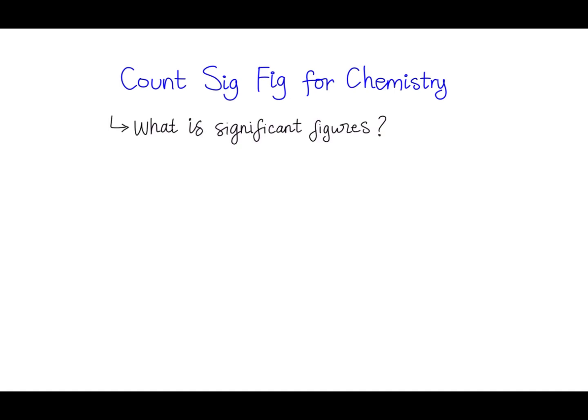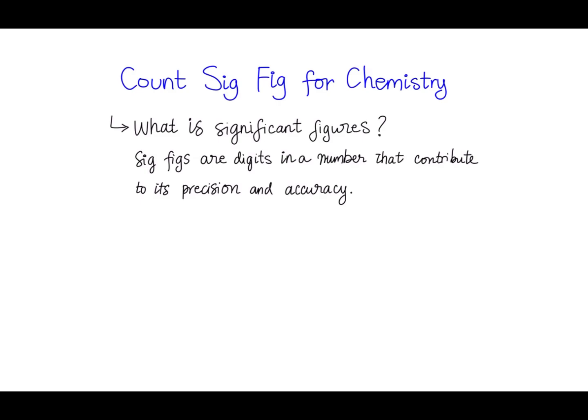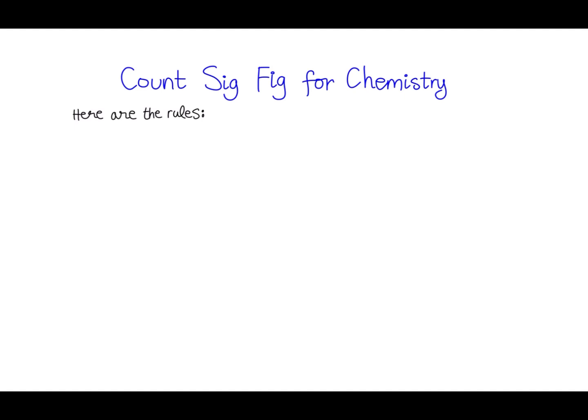First of all, what are significant figures, right? Significant figures are digits in a number that contribute to its precision and accuracy. So not all digits in a number count as significant figures. There's a set of rules to see which ones count and which ones don't. So here are the rules, right?